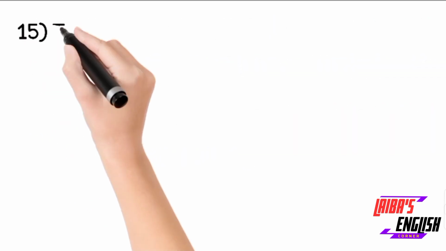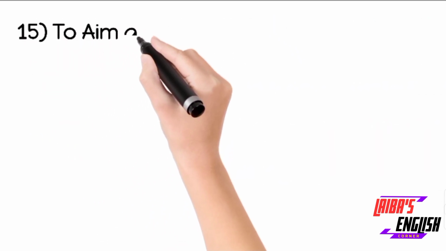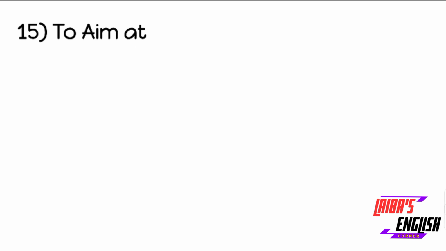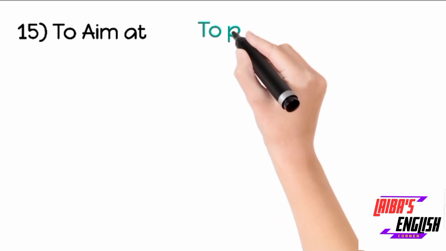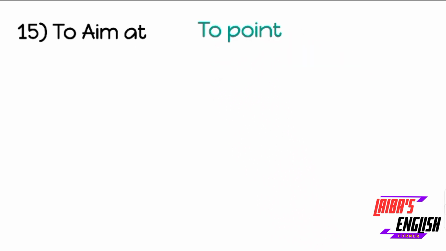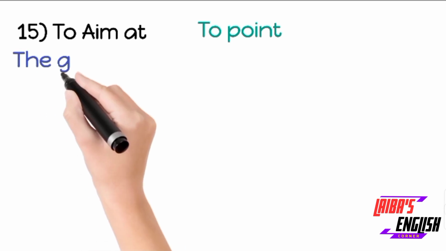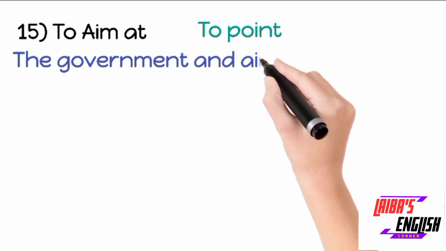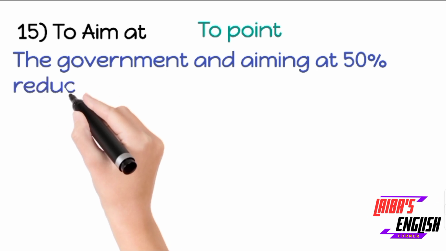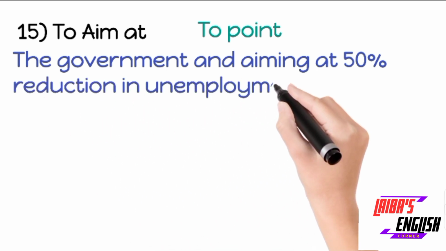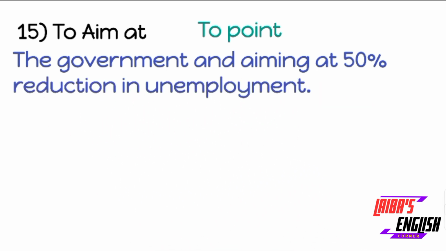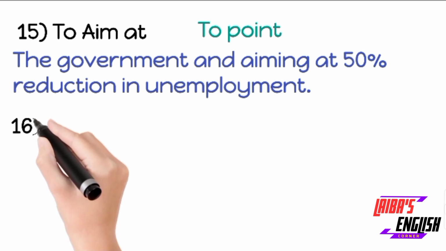Number 15, to aim at, which means to point something. For example, the government is aiming at the 50% reduction in the unemployment, which means that government is pointing at the reduction of unemployment.